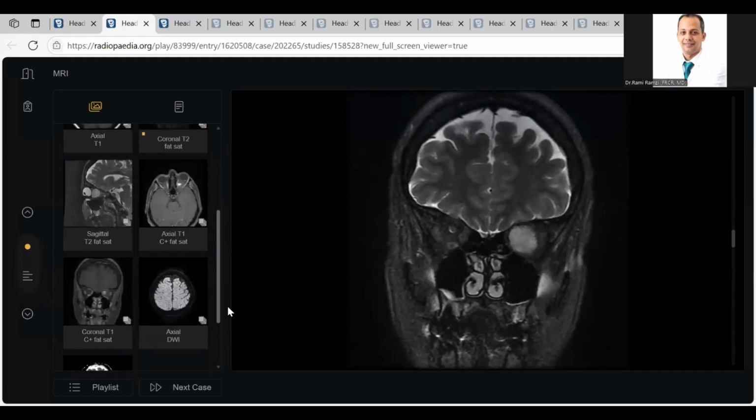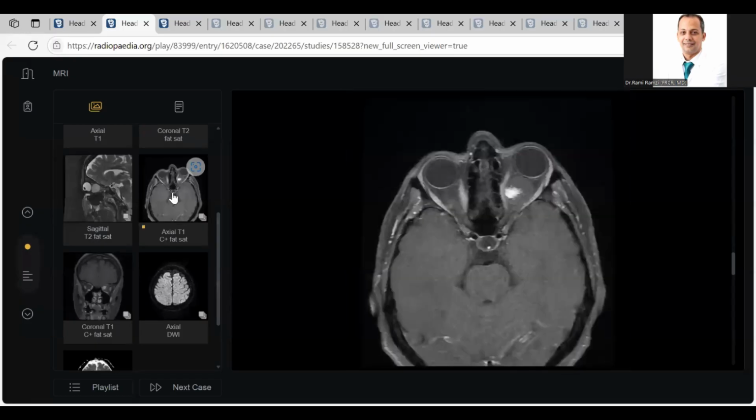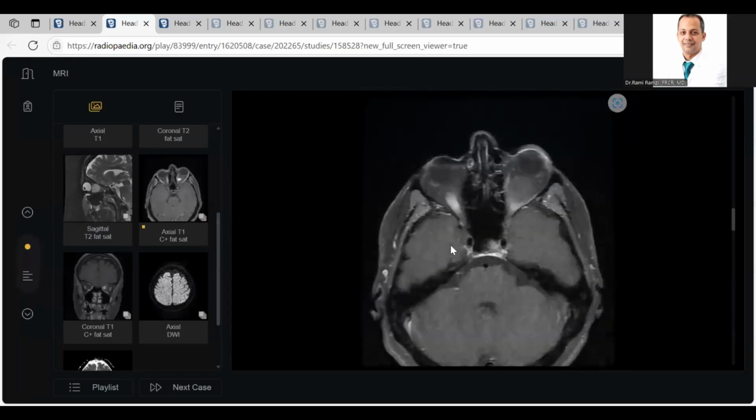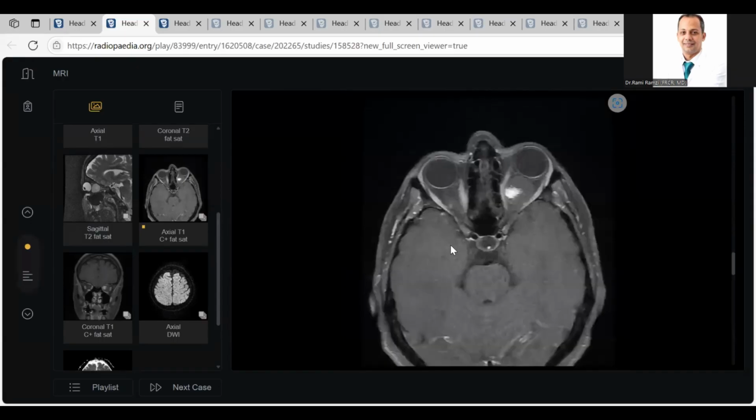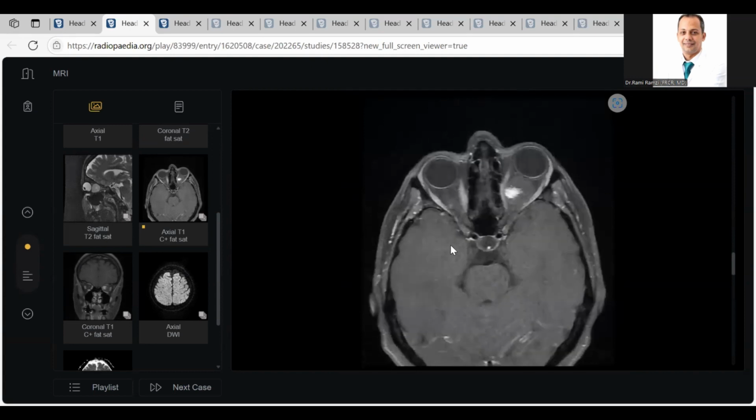Which sequence do you want? Post-contrast. This is a post-contrast. Give me the differential and the diagnosis. Post-contrast, sir, it shows a subtle enhancement in a part, while the rest of it appears cystic, non-enhancing, and it is causing orbital expansion. It can be, sir, astrocytoma or less likely meningioma.